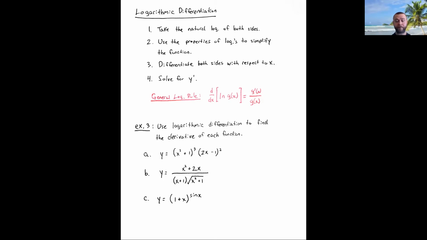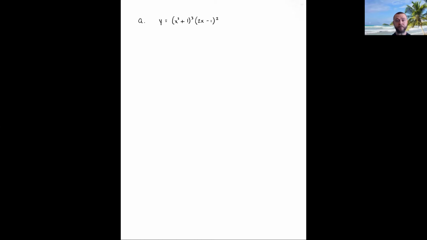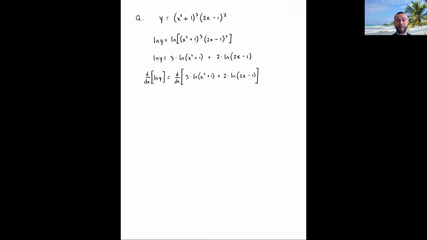All right, welcome back. Let's go through part A. So for this complicated product, first step, take the natural log of each side. Since we have a multiplication inside and exponents, we can apply property 1 of logs as well as property 3. We can bring the exponents 3 and 2 down as factors. All right, that's about as simple as we can make it using the properties of logs.